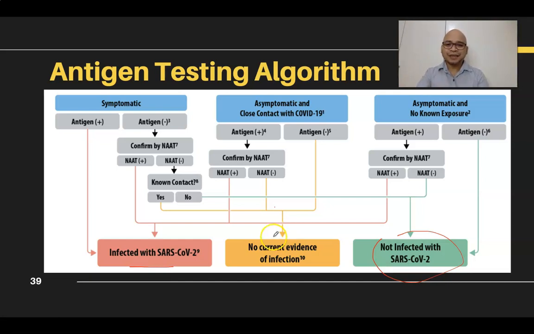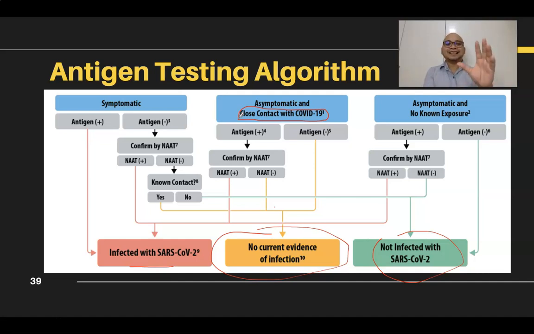Why are we having a gray area here, although it's yellow? Why are we having a gray area here? Because of the close contact with COVID-19. It means that there's a chance that you may be positive or not at all.